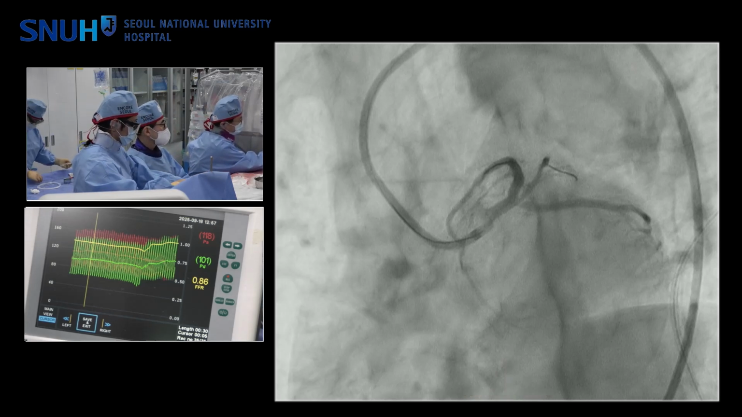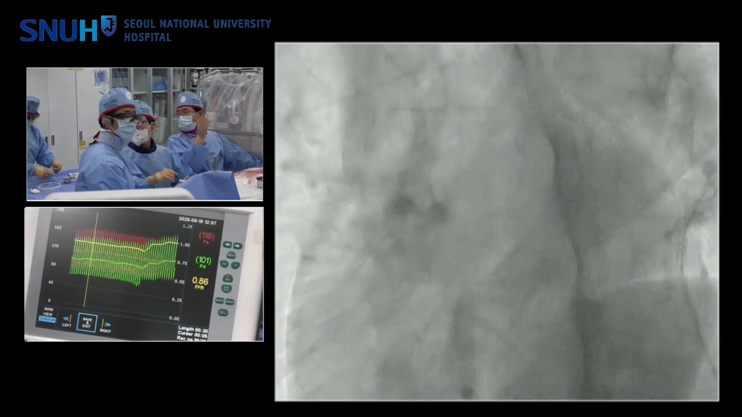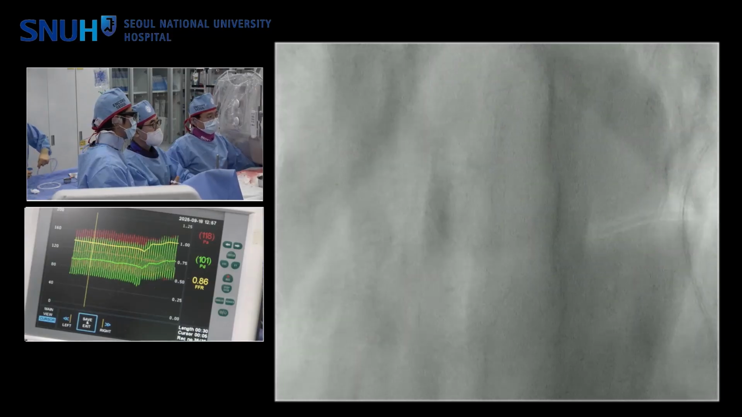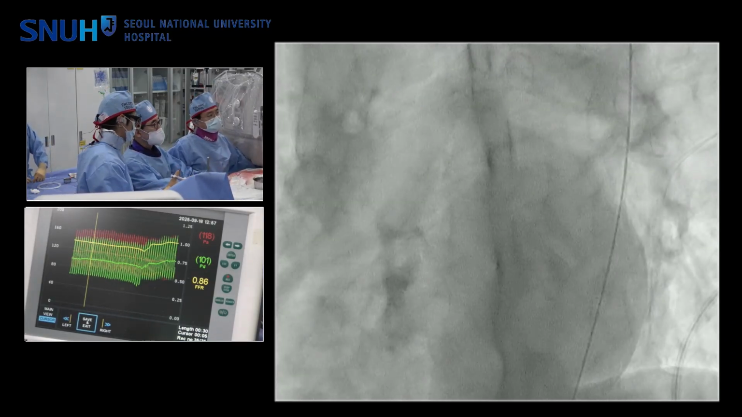Panelists don't want to see IVUS. We have to do it right away. They have doubt about the result of the left main. Yes, that is very important.